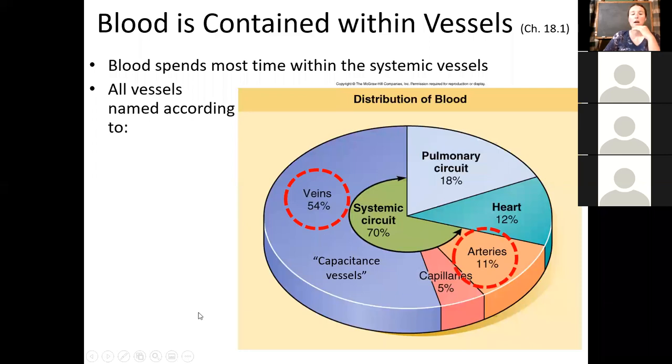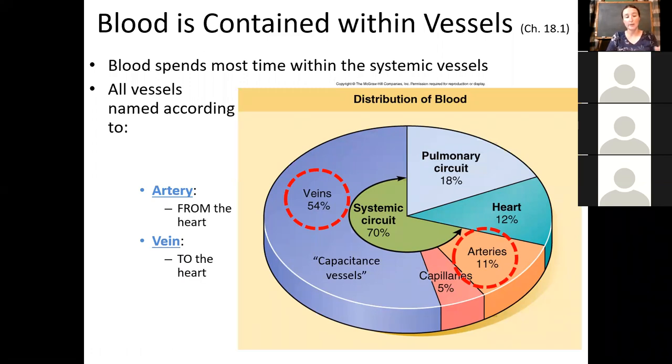Vessels themselves can be named according to a couple different things. First of all, artery versus vein. Generally, we would think that arteries have oxygenated blood, veins have deoxygenated blood. That's not technically the distinction that is most accurate. Instead, arteries take blood away from the heart. Oftentimes, this is indeed oxygenated blood that's going out to the rest of the tissues. So the heart pumps blood into arteries and out to the rest of the body.